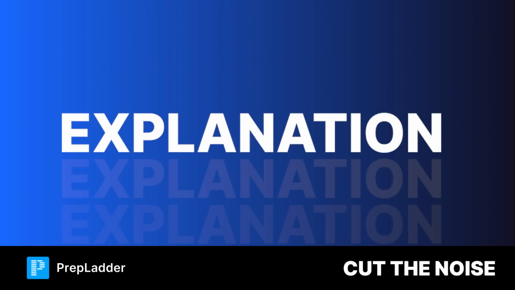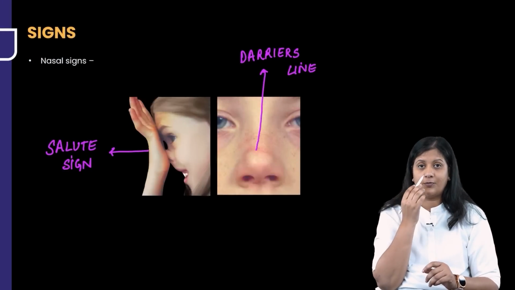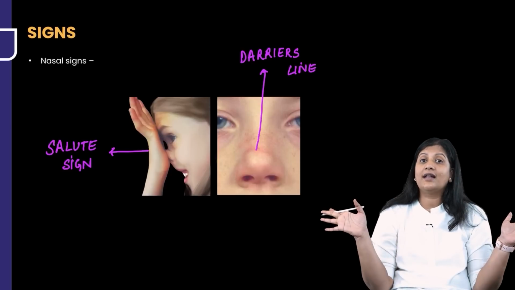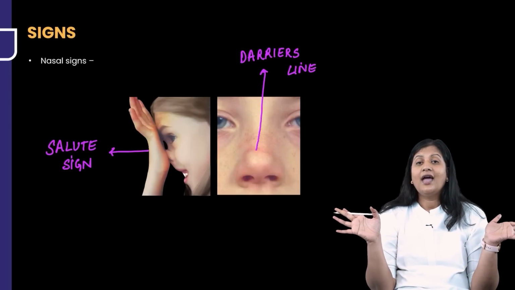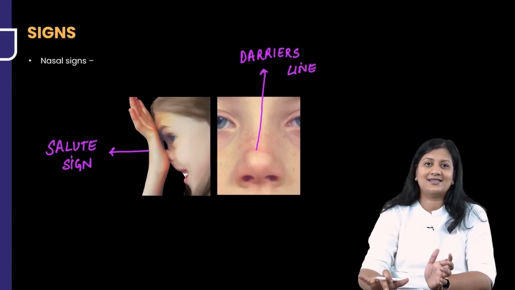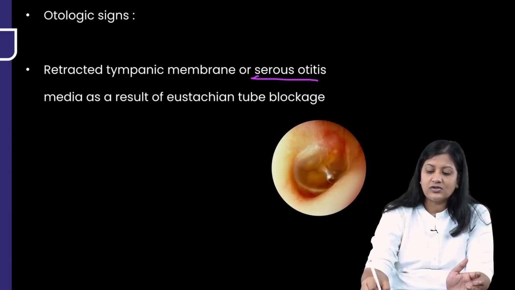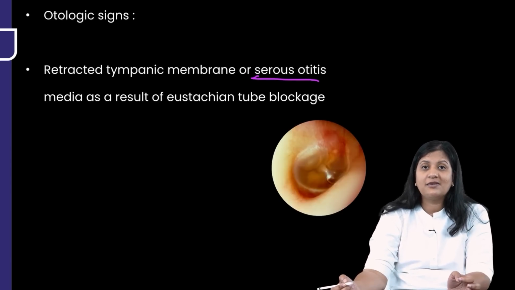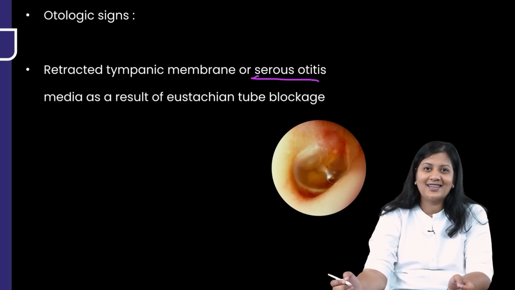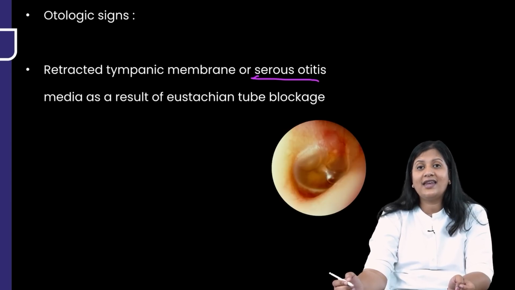Here's the explanation. Why otological signs? So typically when there is allergy, there is nasal obstruction, and when there is nasal obstruction, the ventilation to eustachian tube gets affected. And once the ventilation to eustachian tube gets affected, it can result in middle ear disease. The most common middle ear disease that you will see will be serous otitis media. Serous otitis media, non-suppurative otitis media, secretory otitis media, or glue ear, all of them mean one and the same. So allergic rhinitis is a very important cause for serous otitis media.